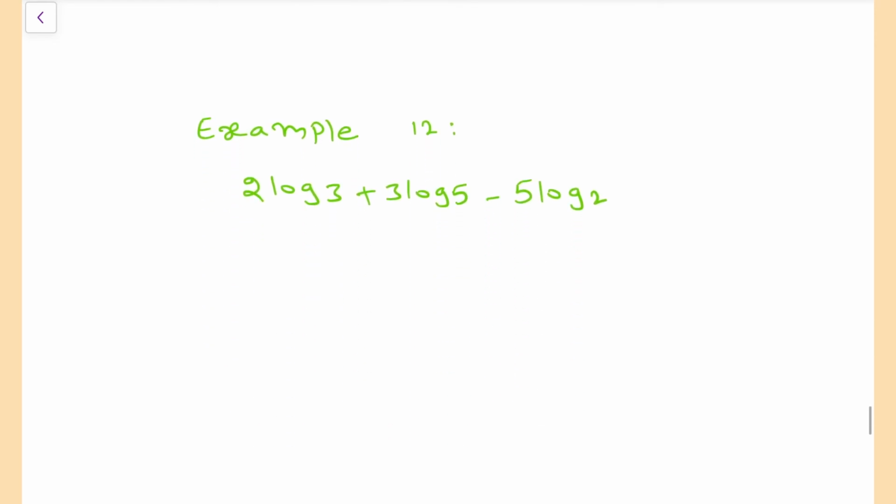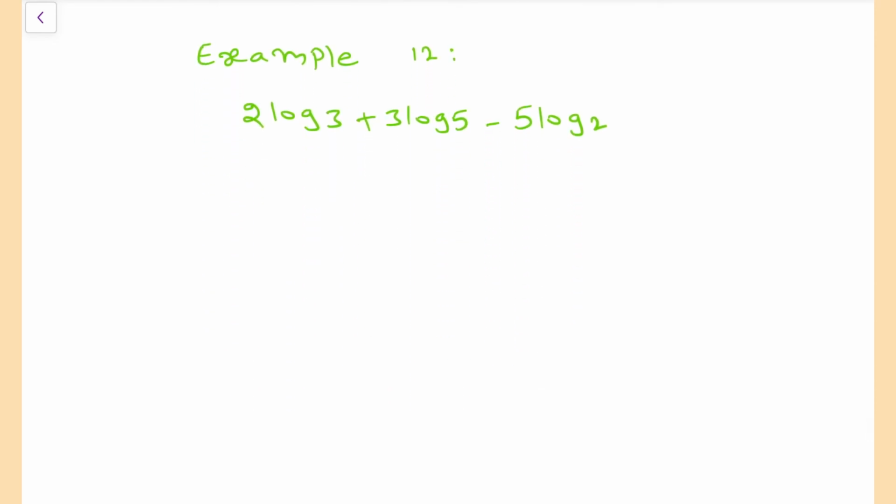Next, 2 log 3 plus 3 log 5 minus 5 log 2. We need to write this expanded logarithm as a single logarithm. In the previous question, they gave a single logarithm and we did expansion. Now in this, it is already expanded. We need to make it a single logarithm.